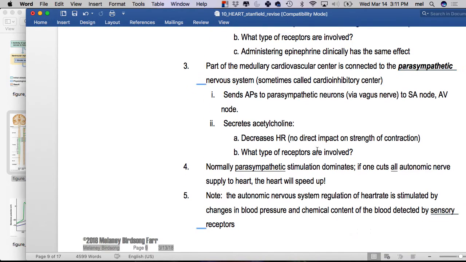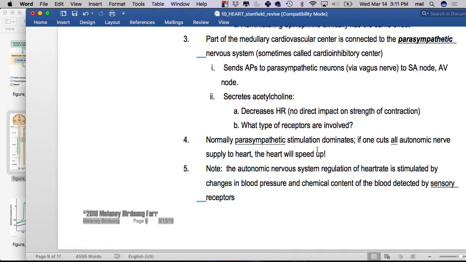Okay. Now, the other part of the medullary cardiovascular control center is hooked up to the parasympathetic nervous system. Why in an EpiPen does the epinephrine come out so fast and strong, versus if you were just to do it with a syringe, where you have to push it? I don't know. Anybody know why in an EpiPen it comes out so fast and strong? I've never actually used an EpiPen before.